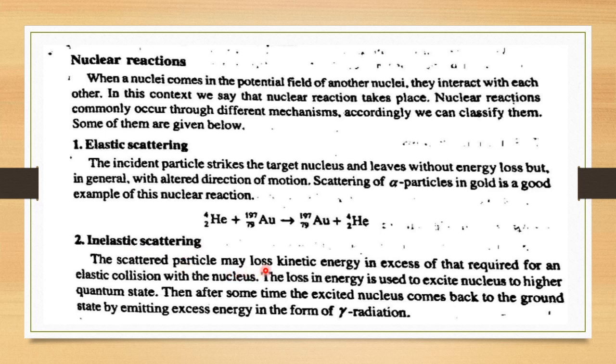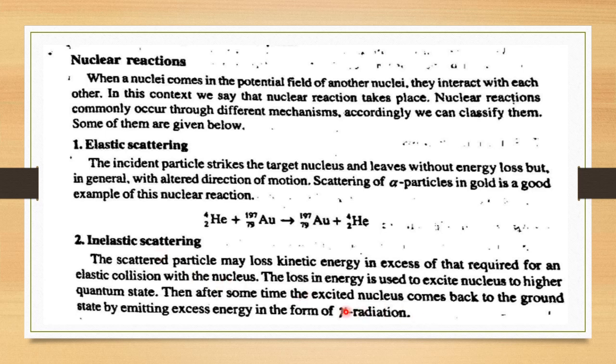Second type is inelastic scattering. The scattered particle may lose kinetic energy in excess of that required for an elastic collision with the nucleus. The loss in energy is used to excite the nucleus to a higher quantum state. So there is an excitation possible for the nucleus using inelastic scattering.